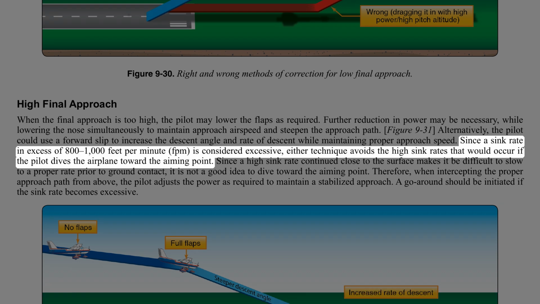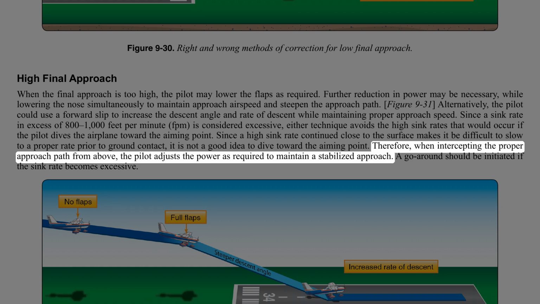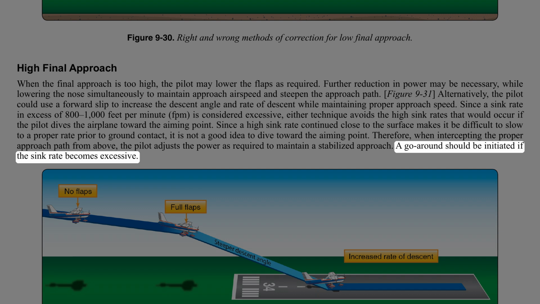Since a sink rate in excess of 800 to 1,000 feet per minute (FPM) is considered excessive, either technique avoids the high sink rates that would occur if the pilot dives the airplane toward the aiming point. Since a high sink rate continued close to the surface makes it difficult to slow to a proper rate prior to ground contact, it is not a good idea to dive toward the aiming point. Therefore, when intercepting the proper approach path from above, the pilot adjusts the power as required to maintain a stabilized approach. A go-around should be initiated if the sink rate becomes excessive.